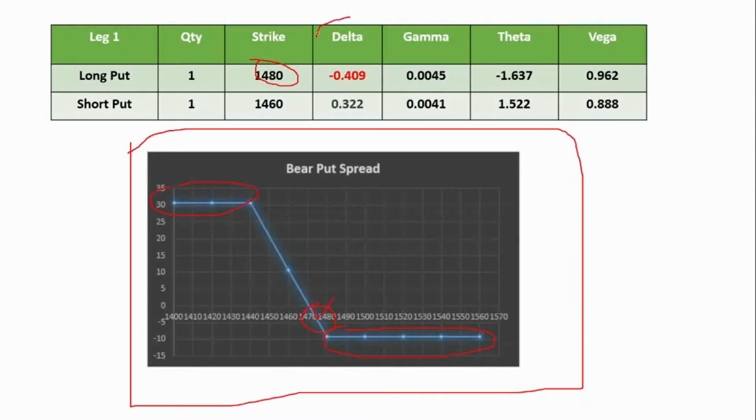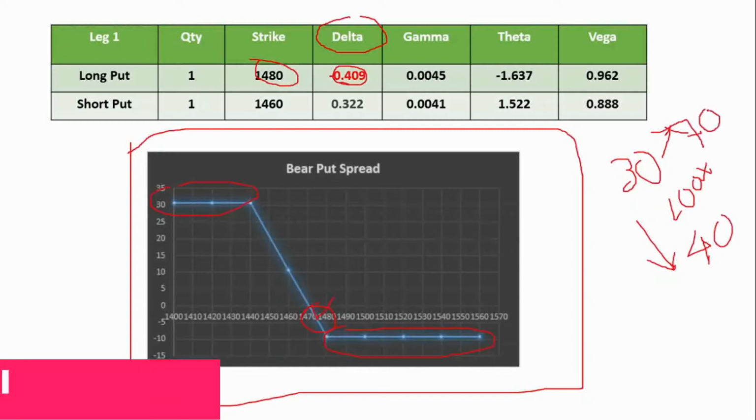So delta is nothing but it captures the movement in the option premium relative to the underlying stock. For example, if the premium is 30 rupees, and the underlying moves 100 points, how much will the premium increase? So 100 into delta 0.40, which is 40 points. So it will increase 40 points in premium. Do you understand what I said?